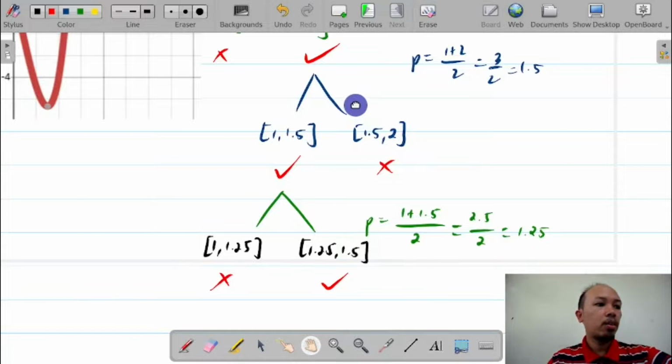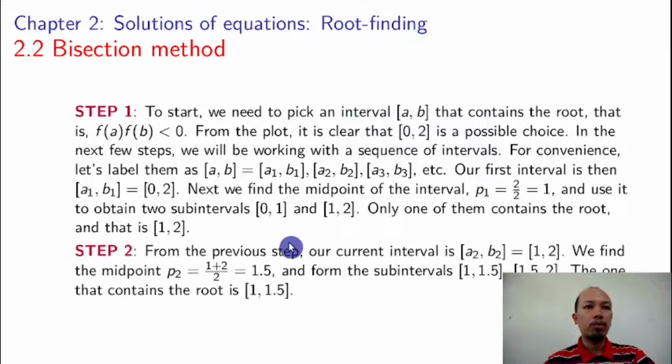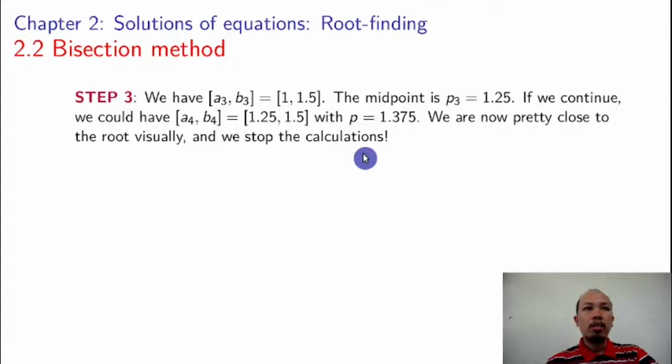Okay, so that's how you are going to perform this bisection method. So continue, and the fourth is if you add 1.25 and 1.5 divided by 2, the new midpoint is 1.375, and this is much closer to the root, which is 1.32 something, or 1.31. If you continue more, the error will be less. So we are now pretty close to the root visually.